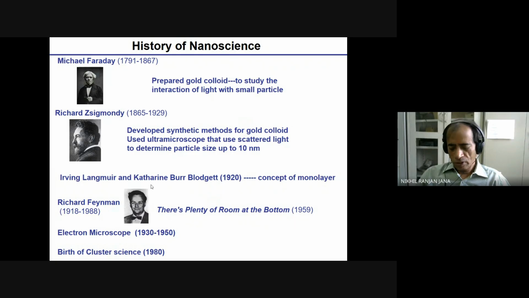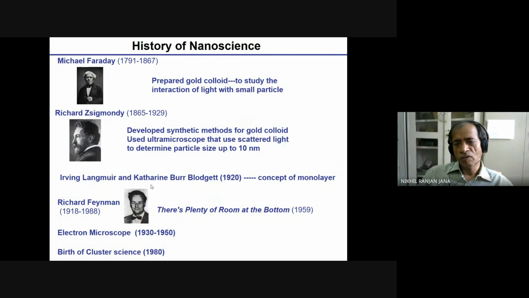Richard Zsigmondy was a German scientist who actually developed synthetic methods of making small-size gold colloids. At that time, electron microscope was not available, but he used some other scattering-based approaches to determine the size, which are actually very small, about 10 nanometers or like that.